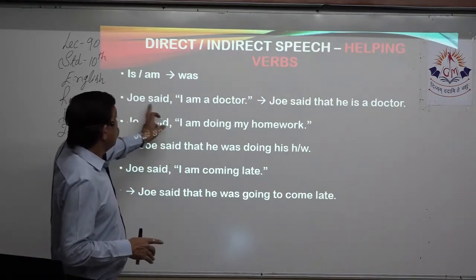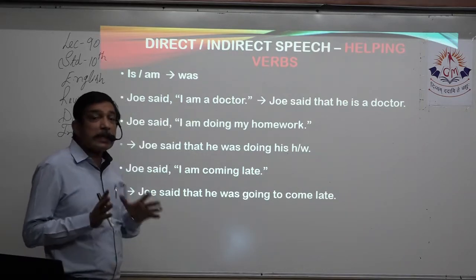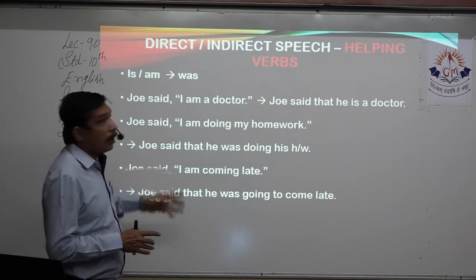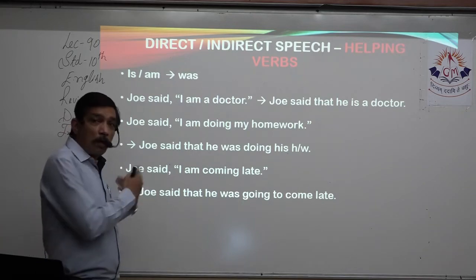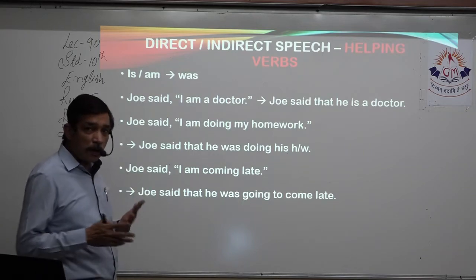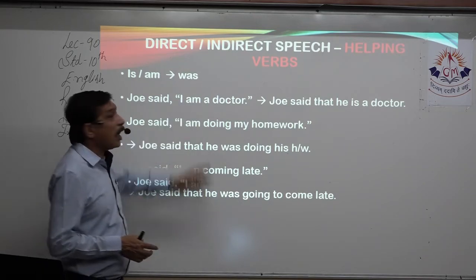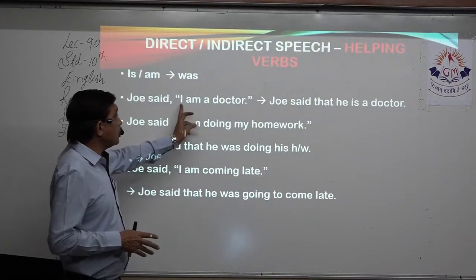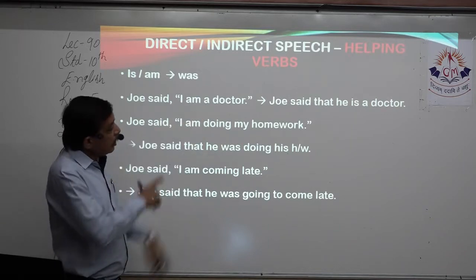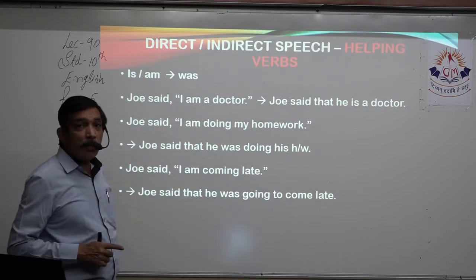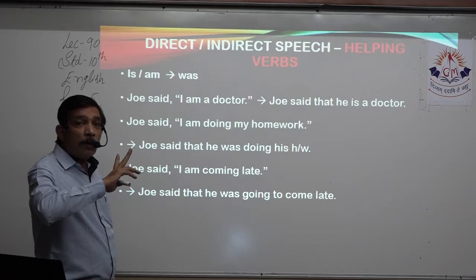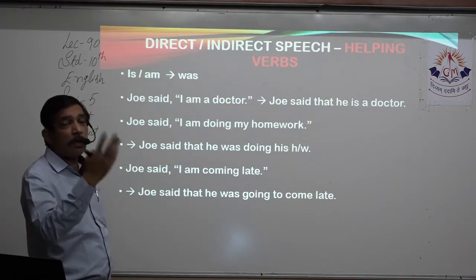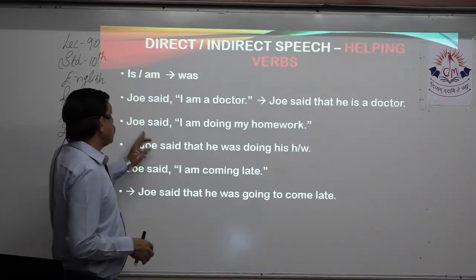So Joe said that I am a doctor. This is a state, right? So a state never changes. We breathe oxygen. We were breathing? No, we always do that. That's the truth. We don't change that truth. So "I am a doctor" remains. He is a doctor. So just "am" becomes "is", because this is a pronoun. In indirect speech, we turn from pronoun to person. I becomes he. So with he we use the helping verb is.